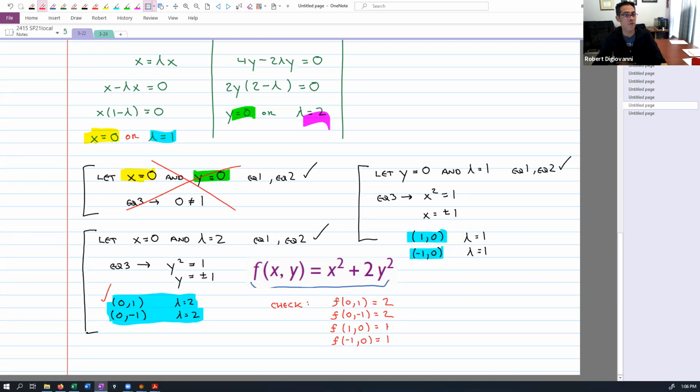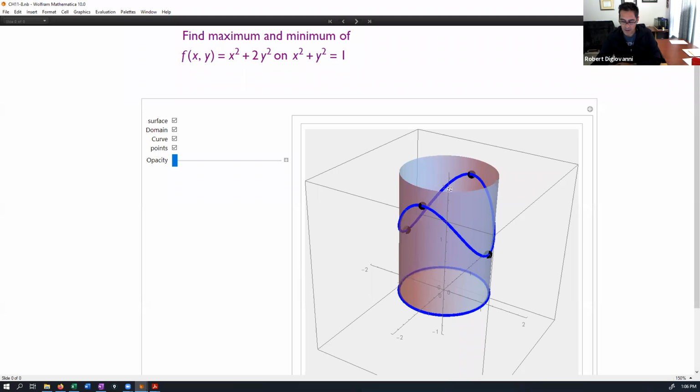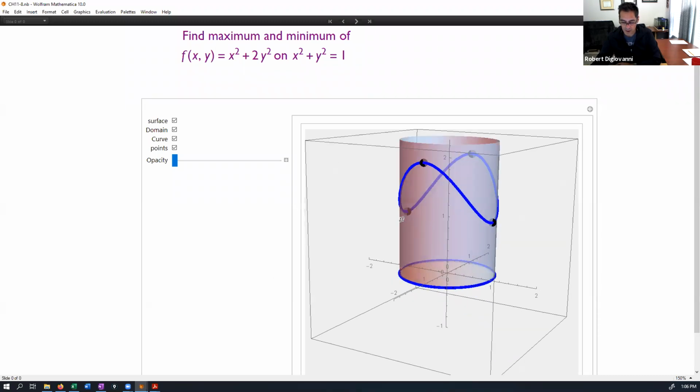Does that make sense, everyone? Our maximum value is 2, and it occurs at 2 different points. Our minimum value is 1, and it happens at 2 points. If we go back and check the actual picture I showed you, you can see that we do have 2 maxes and 2 mins.